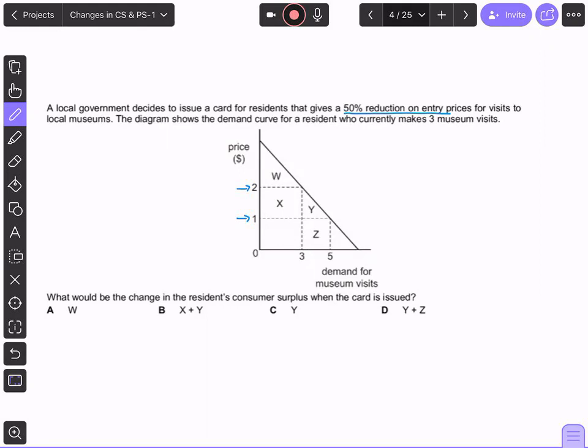Obviously, पहले consumer surplus क्या था? This whole area, which was area W. But since now the price is going to $1, this area X plus Y will be added into the consumer surplus. So what would be the change in the residents' consumer surplus? It will be X plus Y.